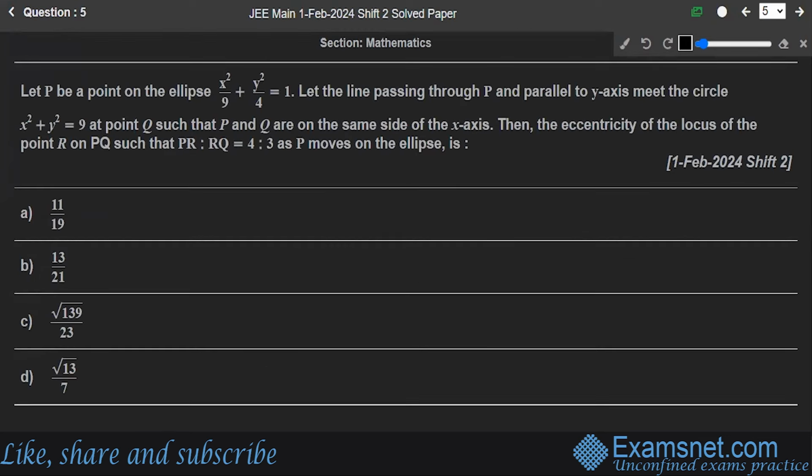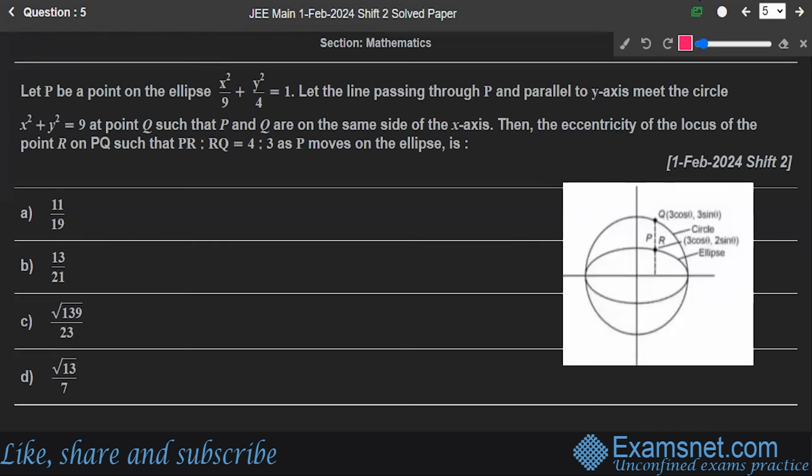Question number 5, let P be the point on the ellipse x square upon 9 plus y square upon 4 is equal to 1. Let the line passing through the point P and parallel to the y-axis meet the circle at the point Q such that P and Q are on the same side of the x-axis. Then, the eccentricity of the locus of the point R on PQ such that their ratio is 4:3, as P moves on the ellipse, is. To understand the question, let's draw the figure.